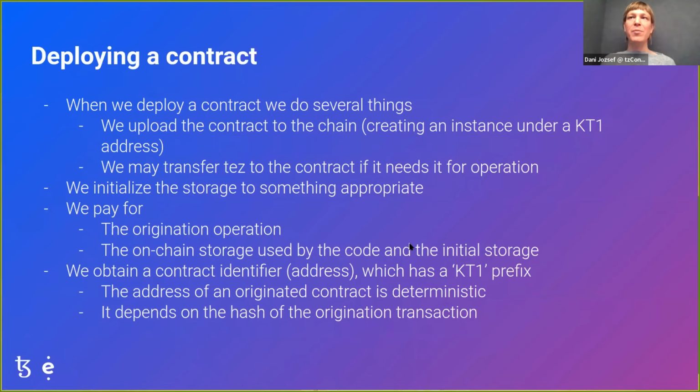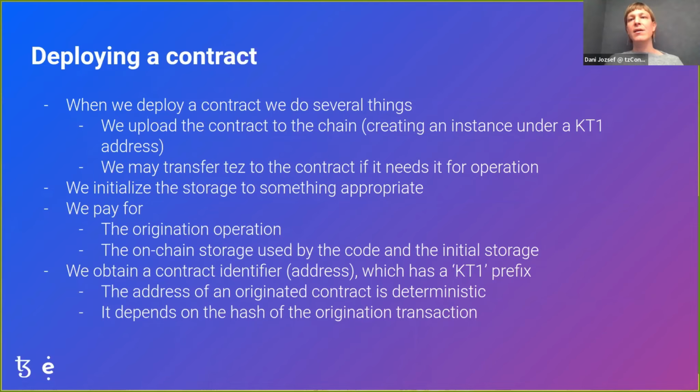When we have compiled the contract and the storage, we need to, of course, deploy it to the chain, and this can be the mainnet or a testnet, or it could be a local Flextesa chain that we use for developer testing. And deploying a contract involves uploading the code itself to the chain, where we create an instance of it, that is going to be callable, and we may transfer Tez to the contract at creation time, and we initialize the storage to something appropriate.